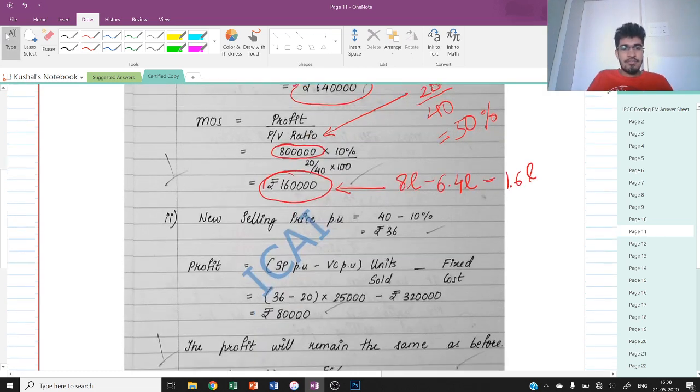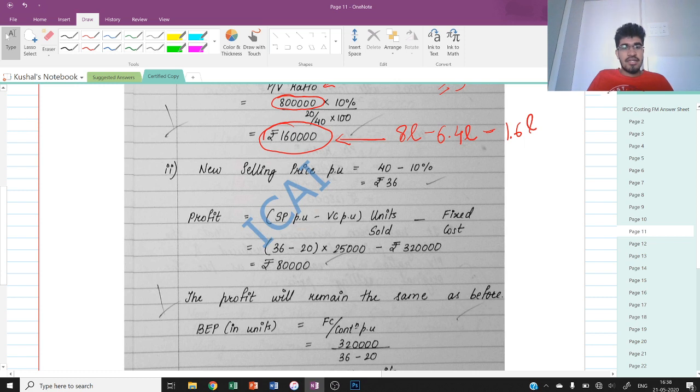We are now required to compute the new break-even point and margin of safety. If the selling price decreases by 10%, your new selling price would be 40 minus 10%, which is rupees 36. The profit would now be the selling price per unit, which is 36, minus 20, which is the variable cost per unit. The units have increased by 5,000, which makes it 25,000, and the fixed cost has remained the same. So the new profit is rupees 80,000. Okay, the profit will remain the same as before.